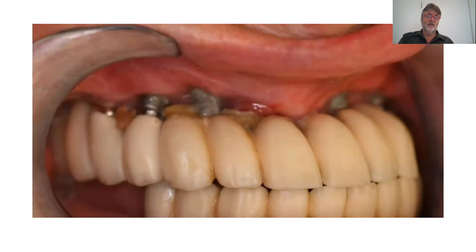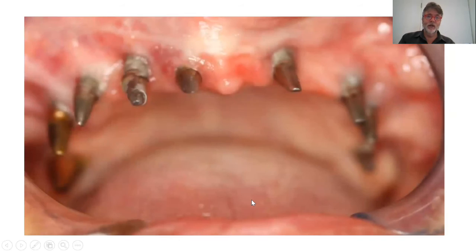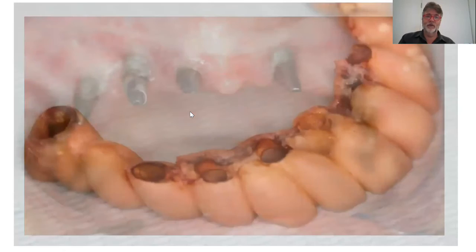This is another full arch case, and this was a case where we'd done hip grafts and block grafts and all sorts of exciting things because she had a really severely resorbed atrophic maxilla. And you can see she's actually got debris collecting between and around the implants. And we took it off, and you can see the amount of debris and stuff that's collecting.